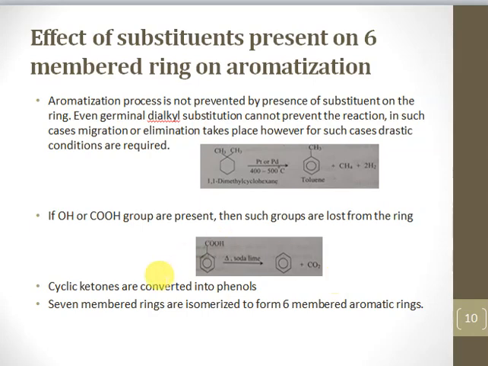So if you have a cyclic ketone, the condition is that it should be a 6-membered ring. So if you have a 6-membered ring and there is a ketone in the ring, then such ketones are converted into phenol. You cannot form benzene from it, right? So a 6-membered ring with a ketonic group inside results in the formation of phenols.